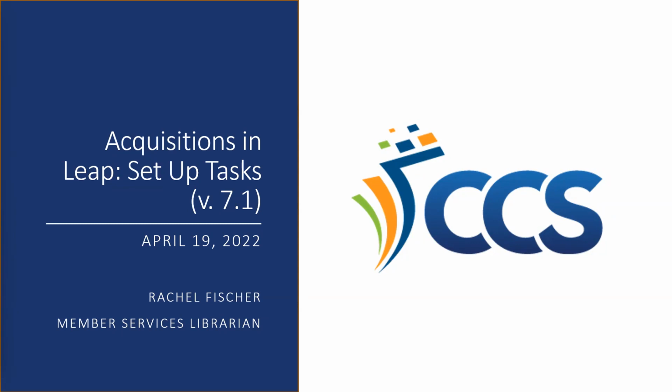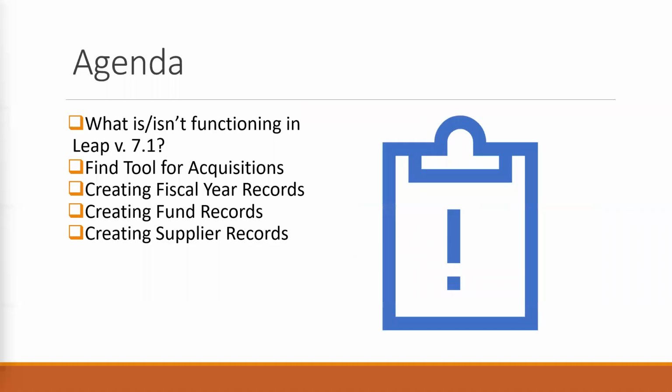Today I'm going to review the acquisitions setup tasks in LEAP that are available with the 7.1 upgrade, as well as the functionality that is missing and still requires the client. I'm going to begin by reviewing what is and is not functioning in LEAP version 7.1. Then I will switch to the training version of LEAP and demonstrate the Find tool for acquisitions, as well as how to create fiscal year, fund, and supplier records.